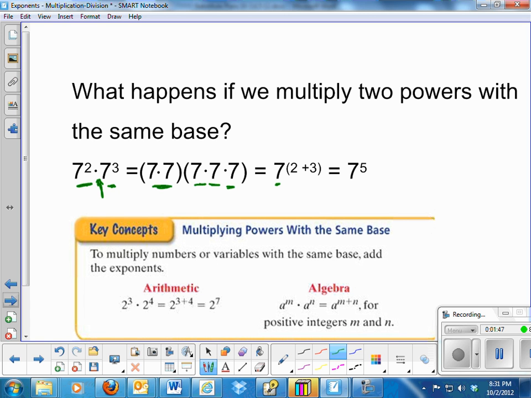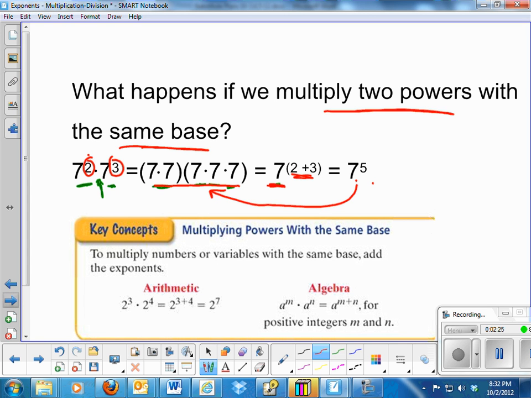So notice what we did. We wound up just keeping our base the same, 7, and adding our two exponents, 2 plus 3, to get 7 to the 5th power. And if you look back here, we have 7 times 7 times 7 times 7 times 7. So it's pretty easy to see that when we are multiplying two powers, if they have the same base, and they must have the same base for this to work, the base is the same, we just add the two exponents, and we get 7 to the 5th power.